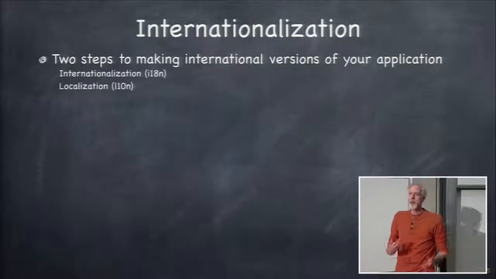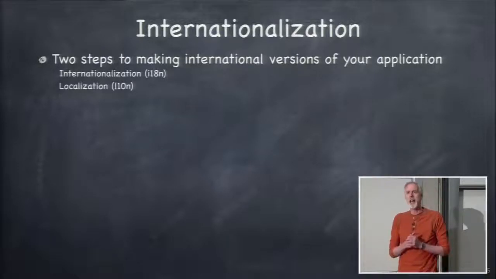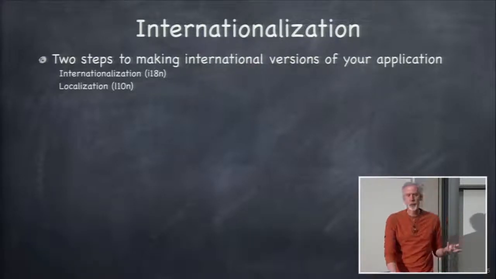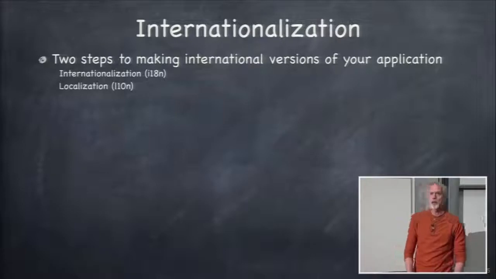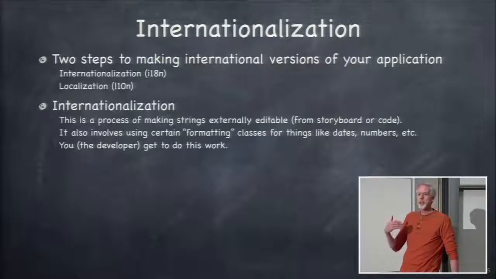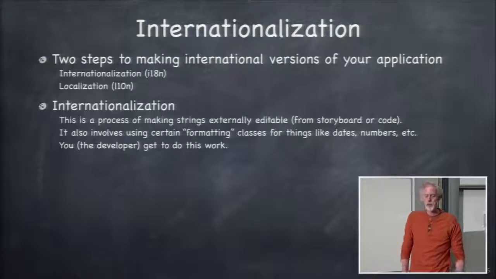All right, so let's talk about internationalization and localization. Those are actually two different things. Internationalization, sometimes called I-18N, because there are 18 letters between the I and the N, is the process of making your application localizable. And then localization is the process of actually translating it to another language. So internationalization is work that you do as the developer. You have to take your app and do some things to it. Not a lot, but a little bit.